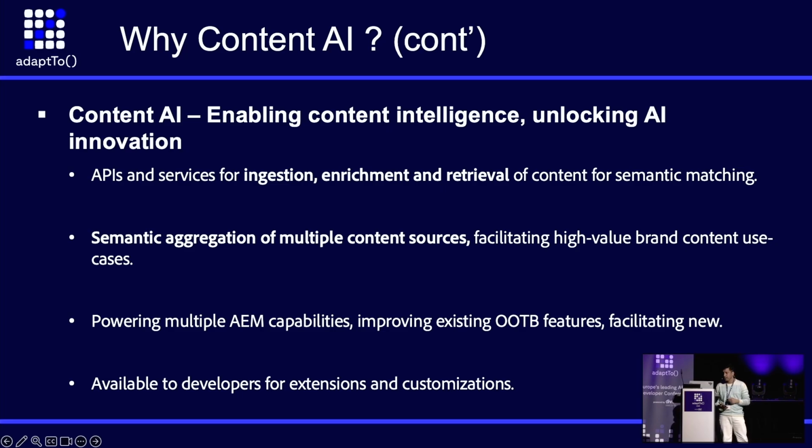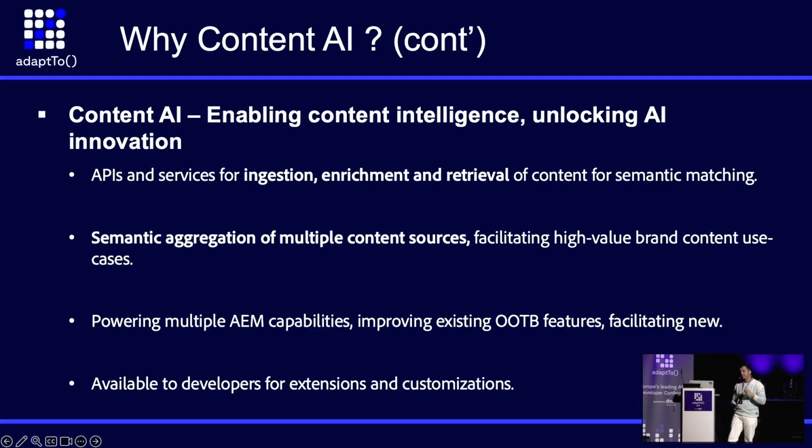So, to address these core problems, we need to understand that content is the key. And to provide a scalable solution to these, we need to manage this content layer efficiently. And this is where Content AI enters. The idea at its core was very simple. We have the content in AEM. Why not make it intelligent and unlock these various AI use cases?